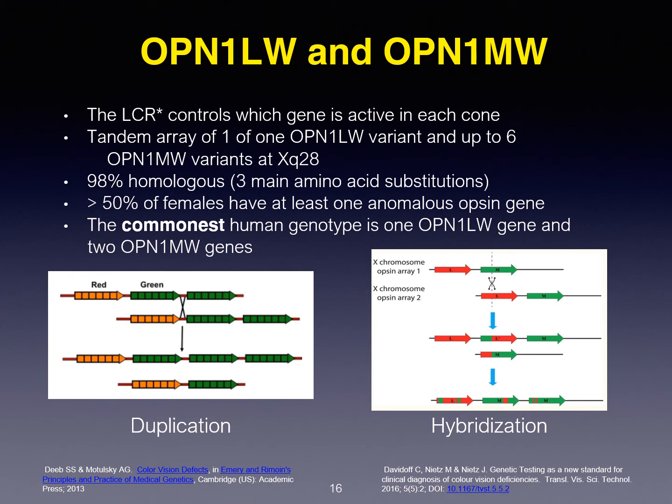On the image on the bottom right, we see that when the process of meiosis occurs and the two separate chromatids align, it is normal for genetic information to be swapped between homologous genes. However, when that occurs between an OPN1LW on one chromatid and an OPN1MW on another chromatid, we get hybridization. And these hybrid genes are constantly being produced at a rate slightly higher in humans than in other primate populations.